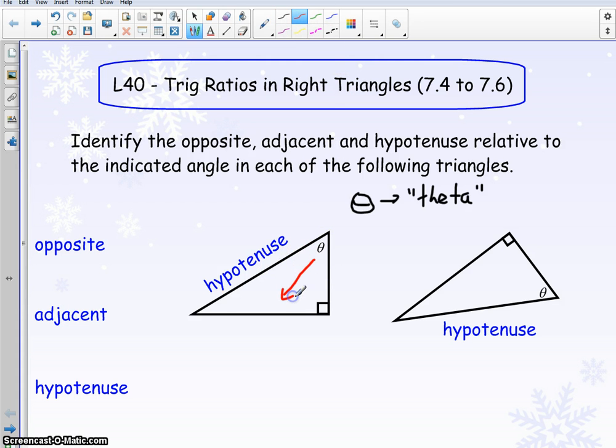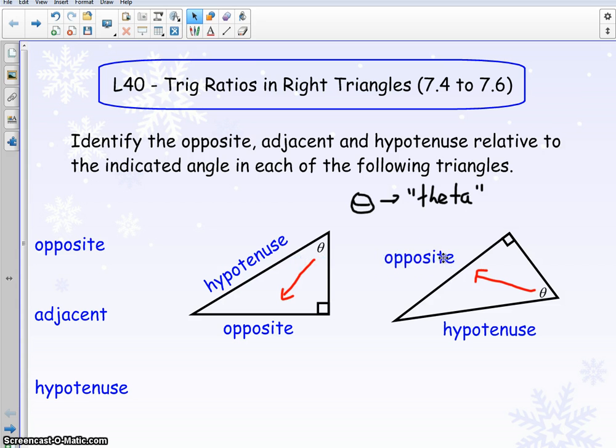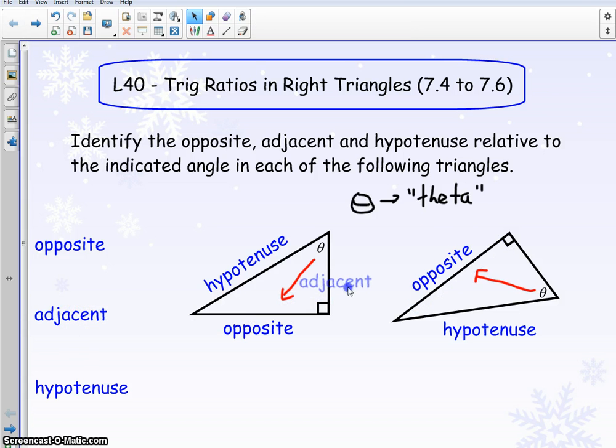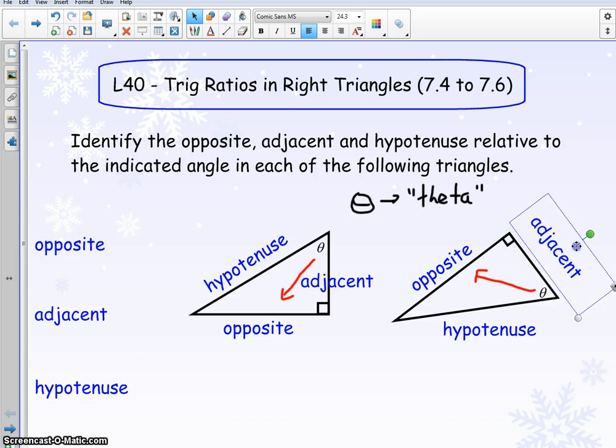So we've indicated this angle theta, and we're going to call the side across the triangle from it the opposite side. So opposite to this angle theta is this side right here. Opposite to this angle theta over here is going to be that side there, so that becomes our opposite side. Okay, the remaining side is going to be our adjacent side, so that's going to be this one right here, and this one right over here.